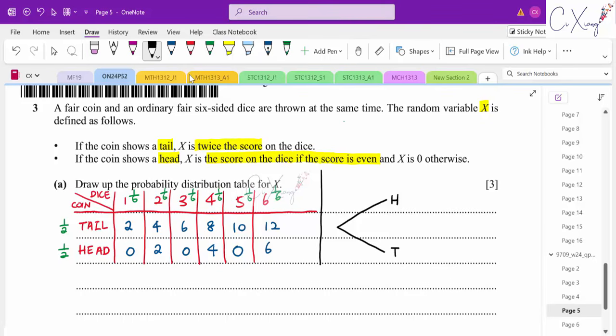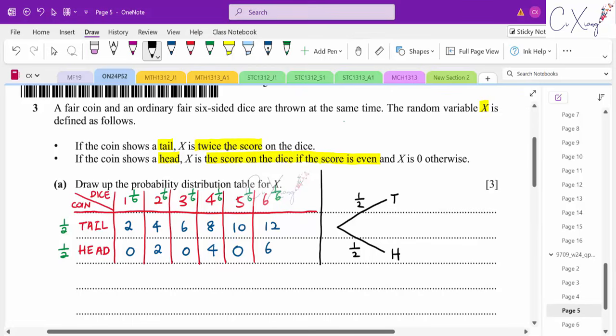Alright. So when you are drawing the tree diagram, you can show that you're having head and tail, which is half and half. So maybe I should put it in this way. Tail first, okay, then head. Now they say that for tail, X is twice the score. So for the tail part, you have to show all the 6 scores here: 1, 2, 3, 4, 5, 6. Okay, so you're having 2, 4, 6, 8, 10, 12.